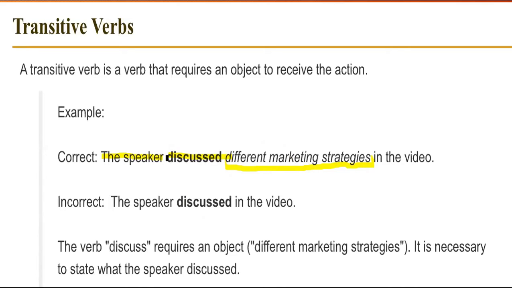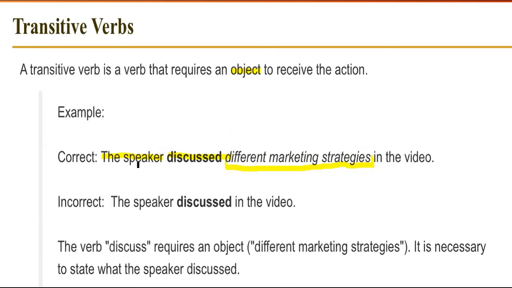What I highlighted is our subject, our verb, and these different marketing strategies will be our object. So in the first sentence, is the verb transitive or intransitive? Transitive. Exactly, transitive. Why transitive, Diego? Because we have the different strategies. What is this? The object. Exactly, the object.